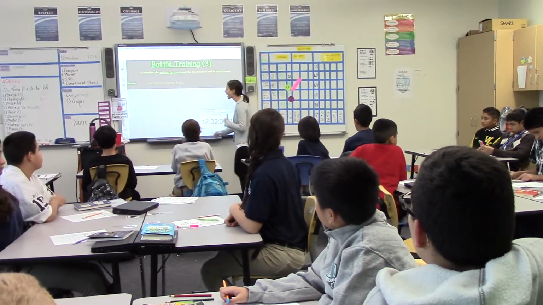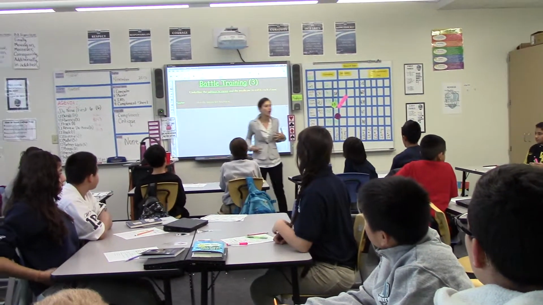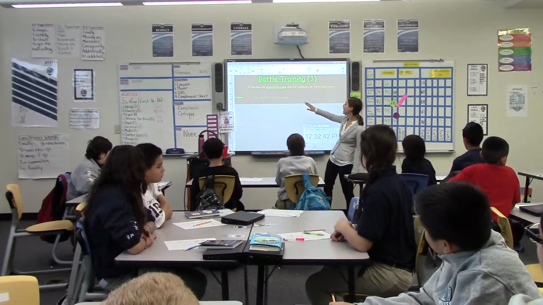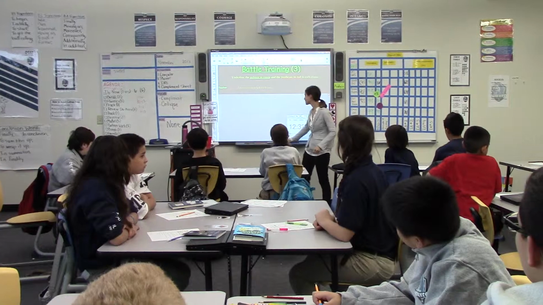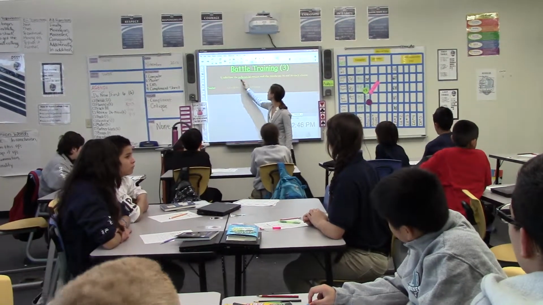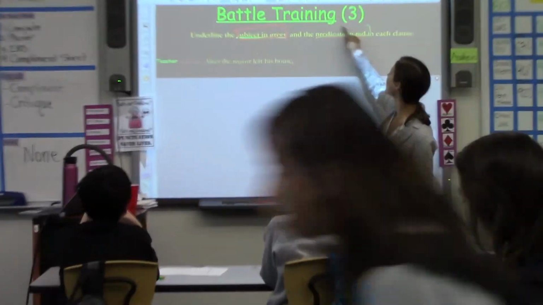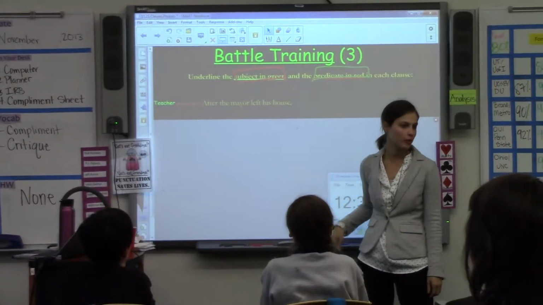Okay, so now what you guys are going to do is a practice round. So this is our battle training. This is how we make sure we know how to help Batman, okay? So I'm going to show you the first one. You are underlining the subject in red and the predicate in green, just like you did in your do now, okay?